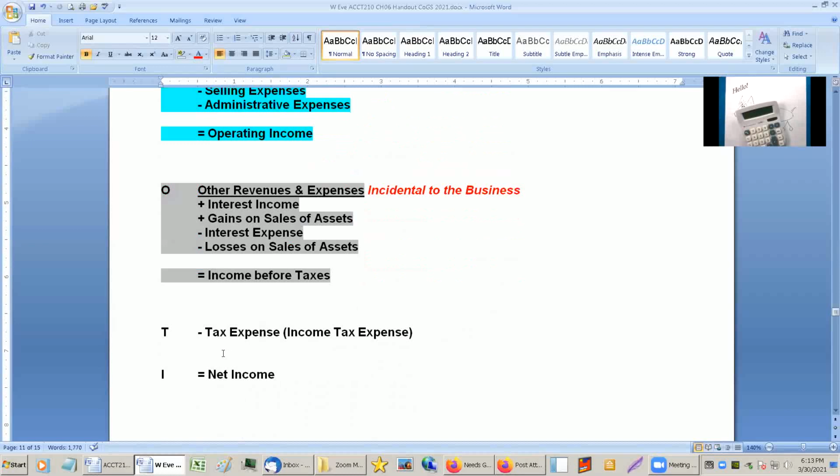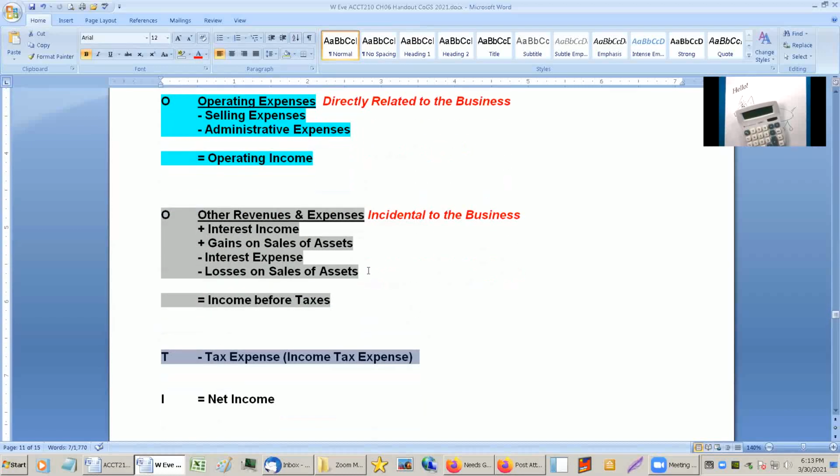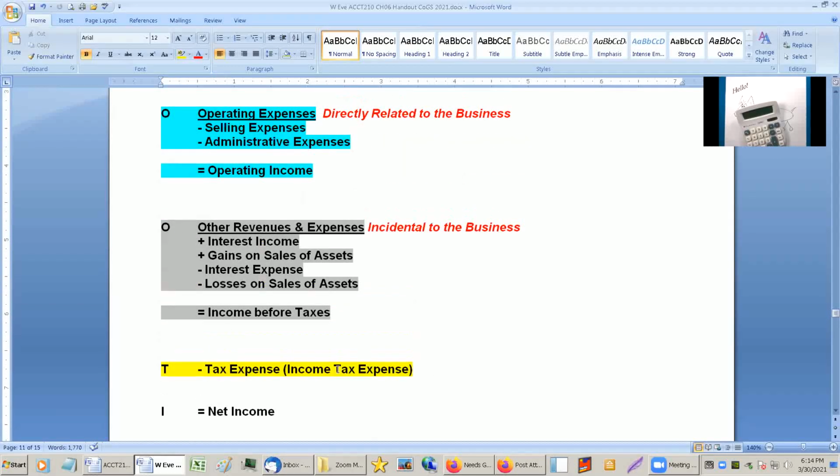And last but not least, we have our taxes. I think I run out of colors. I will go back to yellow. Okay, so that's our scoot. And then that leaves us with our net income at the end.